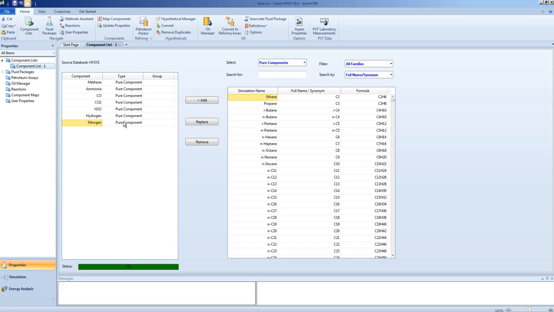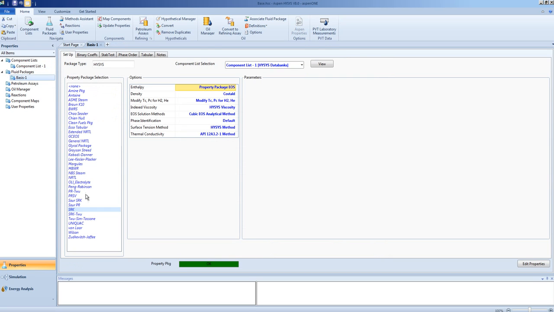In this video, we will be looking at two types of reactors, a conversion reactor and an equilibrium reactor. We'll be using a standard set of components: methane, ammonia, carbon monoxide, carbon dioxide, etc. And we will be using the SRK fluid package, which you should now be able to configure.